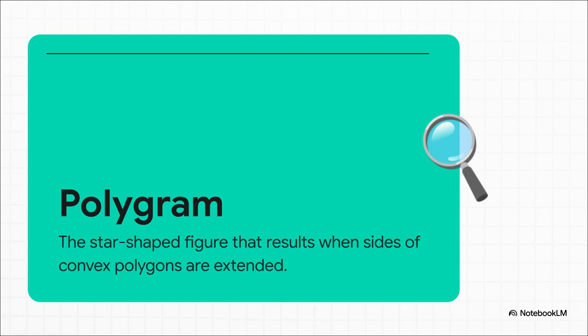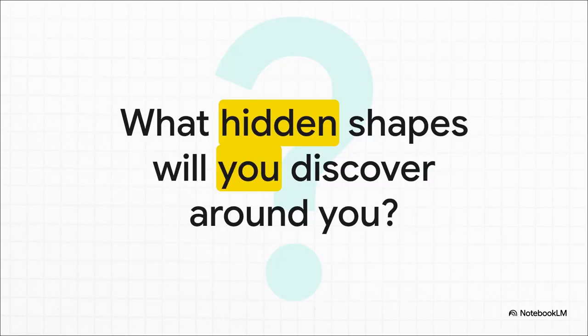And that brings us to our final concept, and honestly, it's one of the most visually stunning, the polygram. So what is it? It's what happens when you take a convex polygon, one with 5 or more sides, and you just extend its sides outwards until they cross each other, creating a star. The most famous example, of course, is the pentagram, which is born from extending the sides of a regular old pentagon.